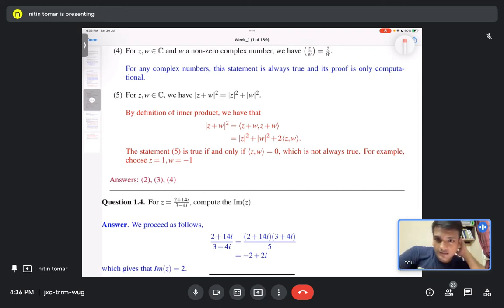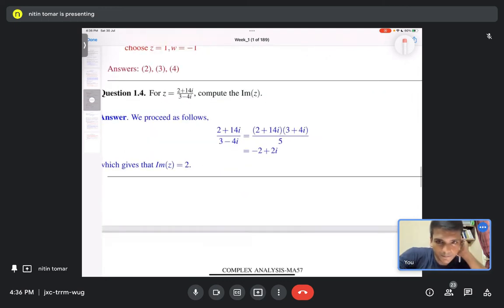So, this was the MCQ part. Now, let's move to some computational part.